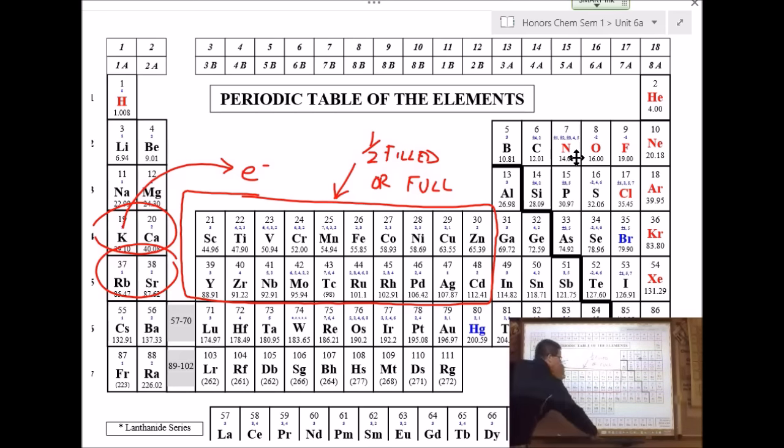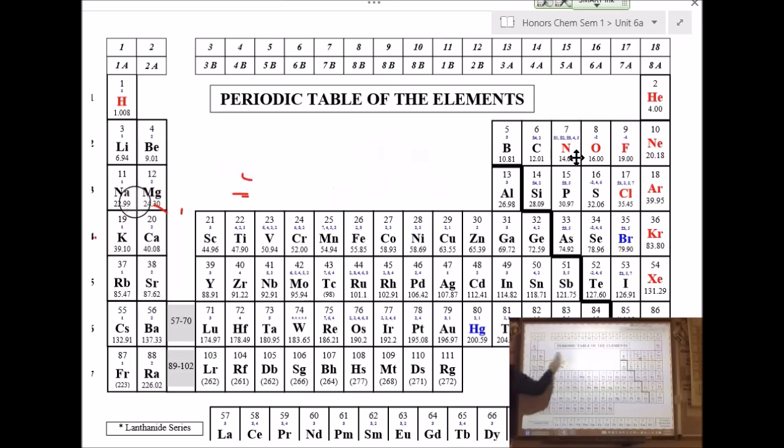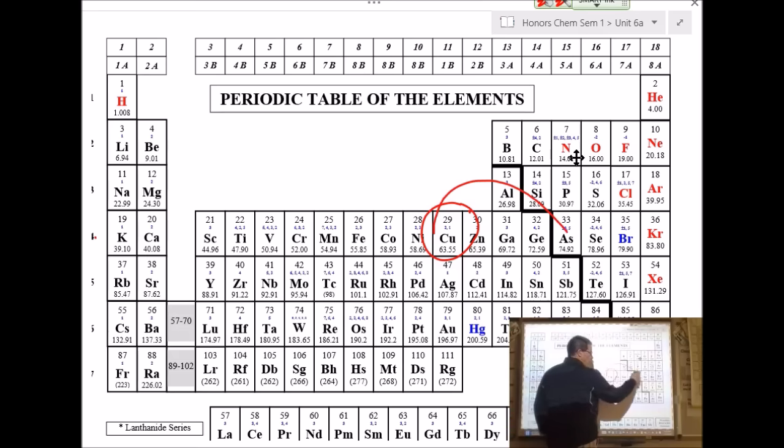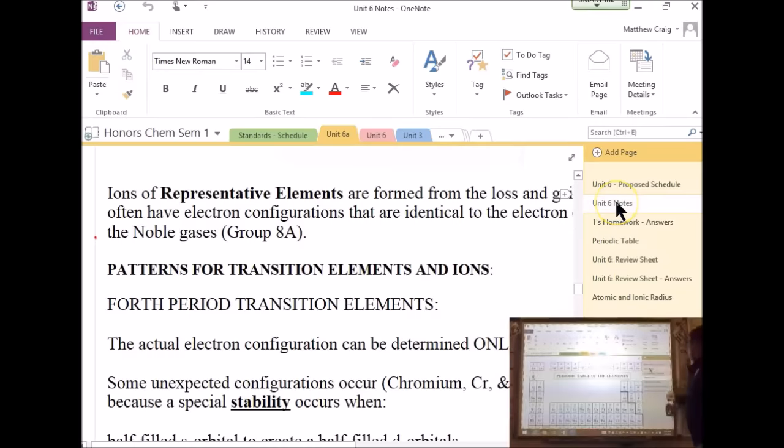Because there are special stabilities with half-filled and full orbital sets. So let me give you those exceptions, and then I'll do a couple examples. Again, it only happens to those 2 rows in the d orbitals. And what we can never do is take electrons from a lower energy level, in this case 3d, and move it into the 4p orbitals. We don't ever move electrons to higher energy levels without it being excited. So let me give you an example here.